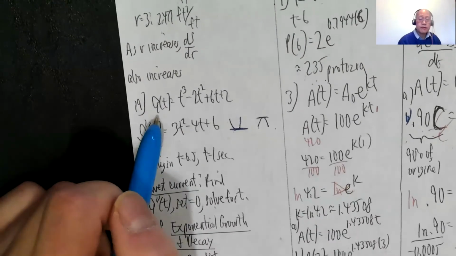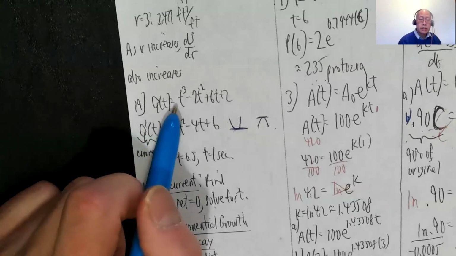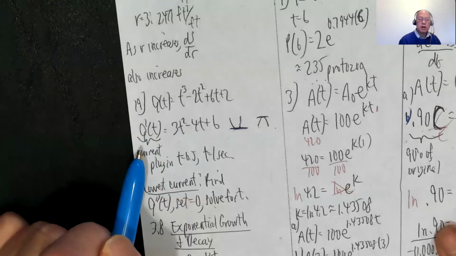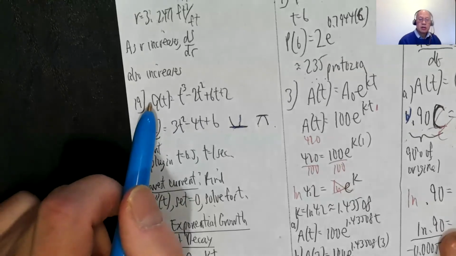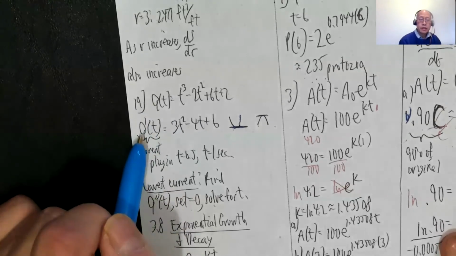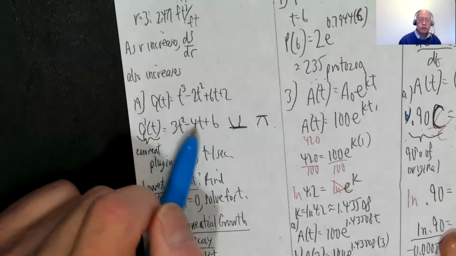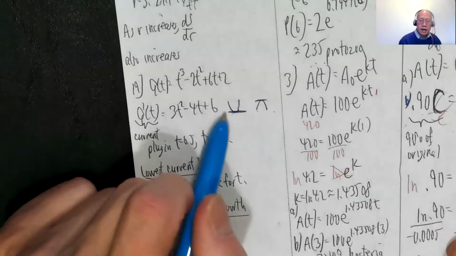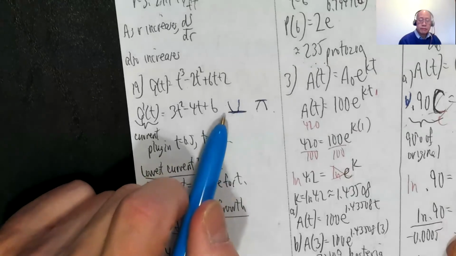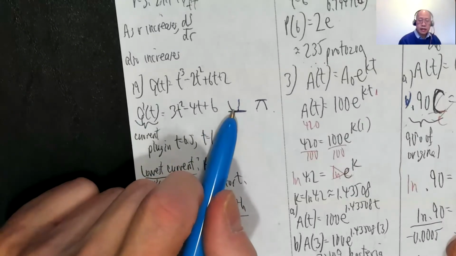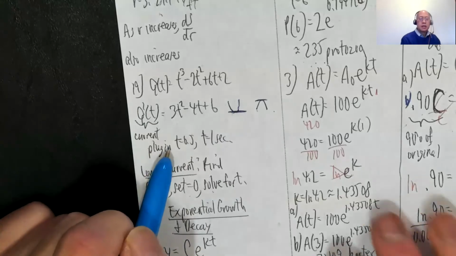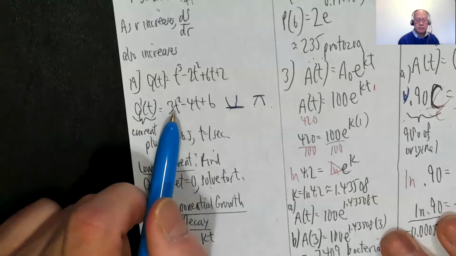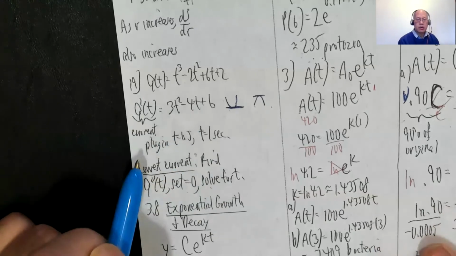Okay, 19, Q of t. Q is a current: t cubed minus 2t squared plus 6t plus 2. Okay, so current is the rate of change of charge with respect to time, Q prime: 3t squared minus 4t plus 6. That happens to be a parabola which opens up, which means I can find a minimum at the vertex. Then they asked me to plug in t equals 0.5 and t equals 1. So just plug in 0.5 and t equals 1.